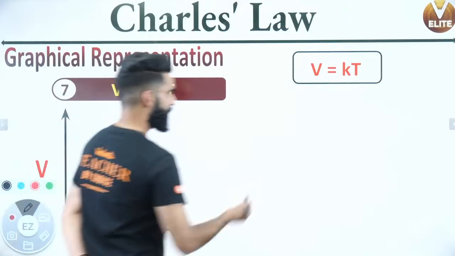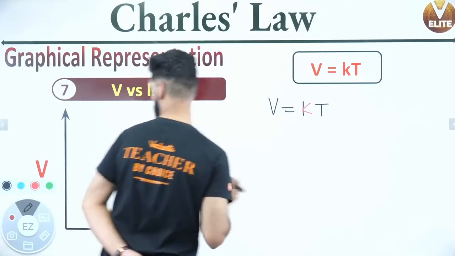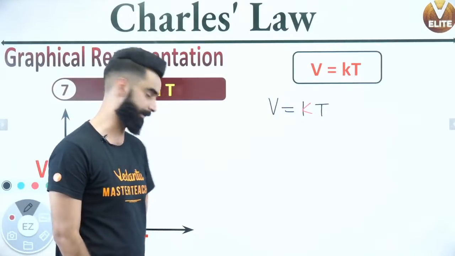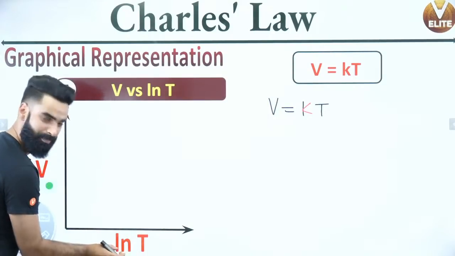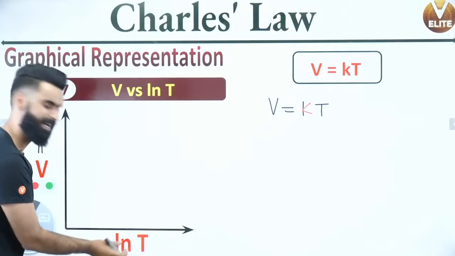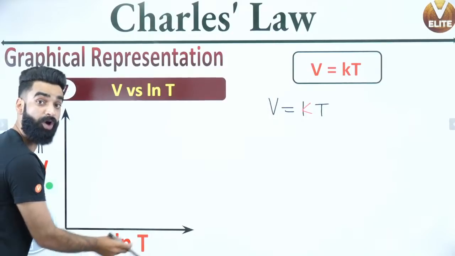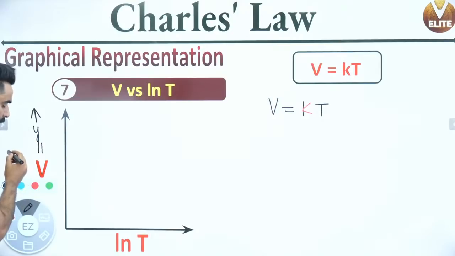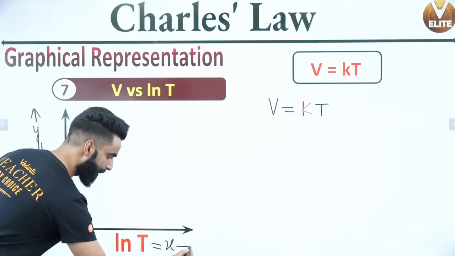See, first of all, what is my basic equation? V is equal to KT. This is going to be my basic equation. Along y-axis, what am I plotting? I'm plotting volume. Along x-axis, I'm plotting basically this ln t. What does ln t mean? It means log of t to the base e. That's what we call ln t, okay? So along y-axis, I'm plotting volume, and along x-axis, I'm plotting ln of t.